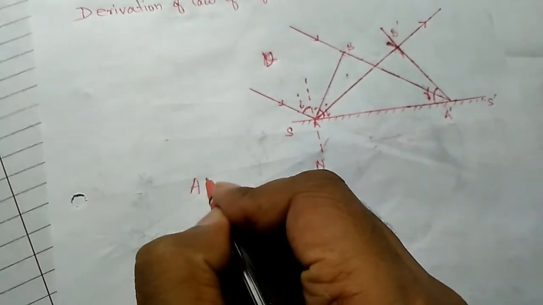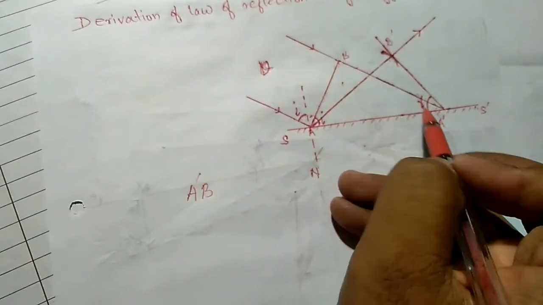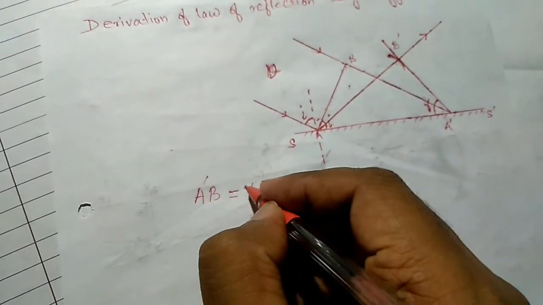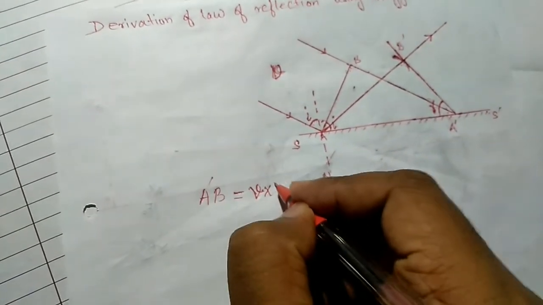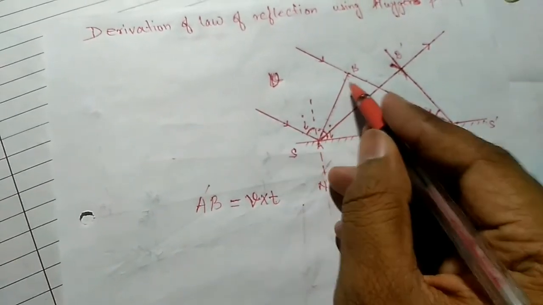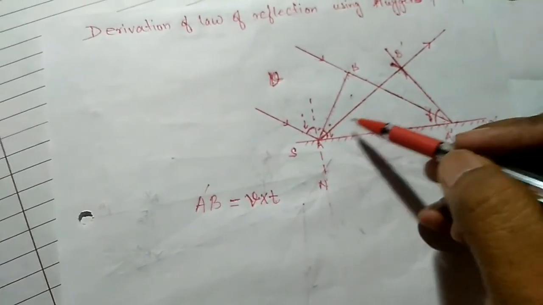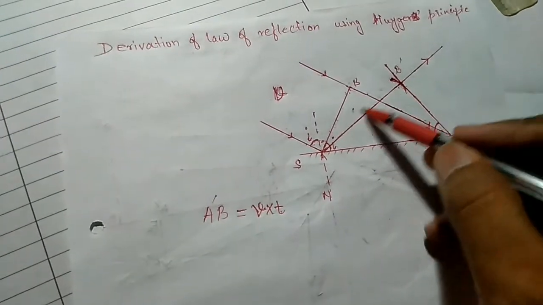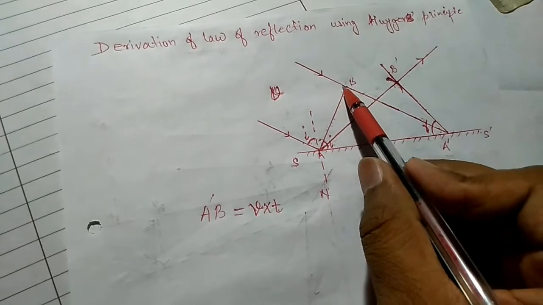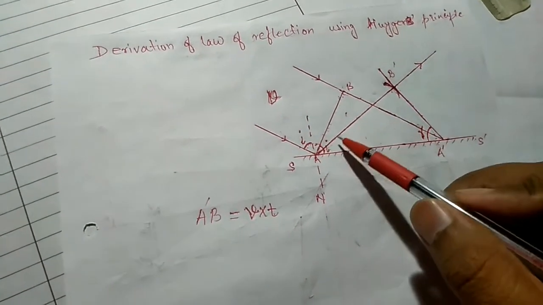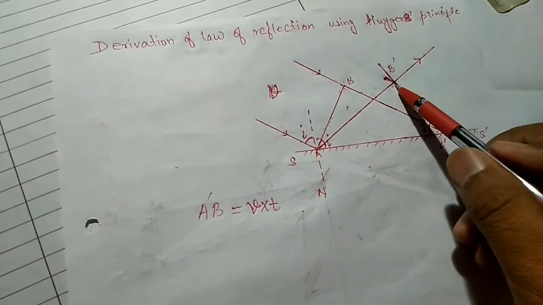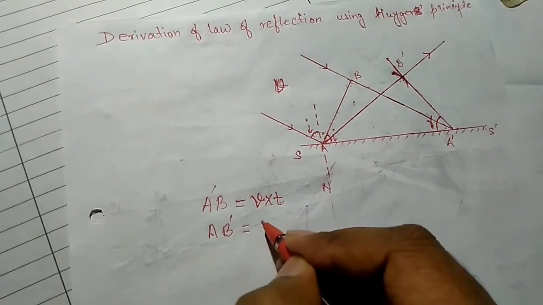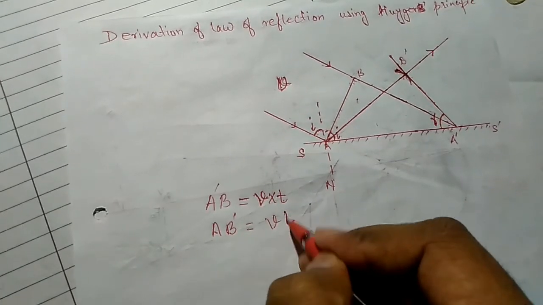So distance A dash B is equal to velocity into time. Velocity is v into time t. In the same way, the distance traveled will be the same here also. In the same time t that it comes from B to A dash, it is coming from A to B dash. So AB dash is also equal to v into t.